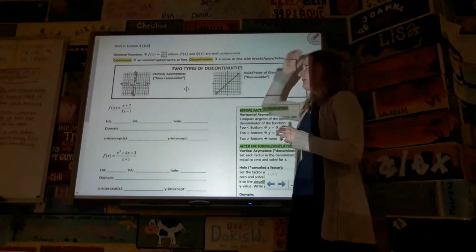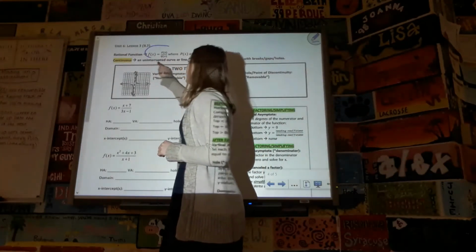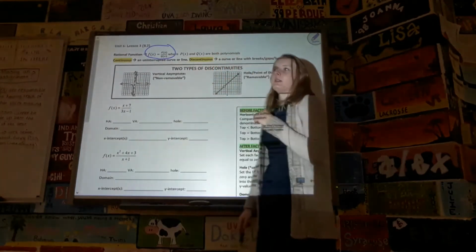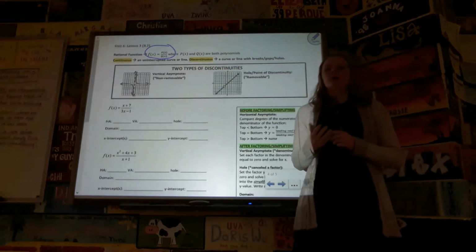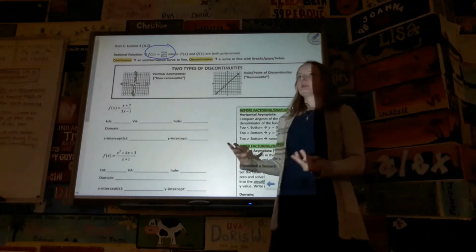Our rational functions, however, are going to look like this. So the reason why I don't have a general form like I did last time is because the numerator and the denominator are both going to be polynomials. What the polynomials are is going to change.